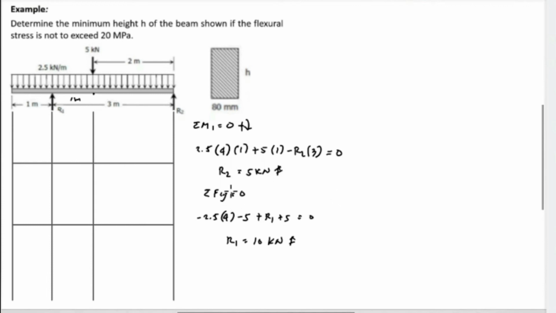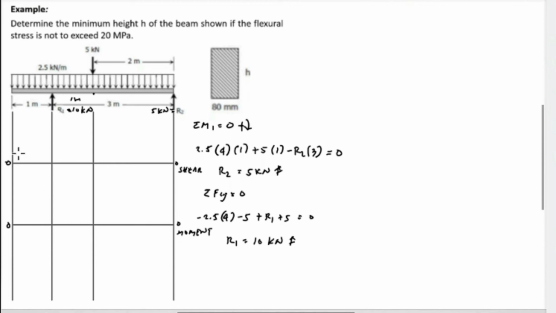So R1 is 10 kilonewton, and R2 is 5 kilonewton. And we find the value for moment using shear and moment diagram. So first, shear diagram, so 0, and this is for shear, and this is for moment.